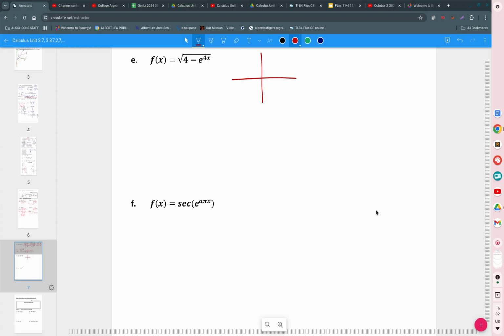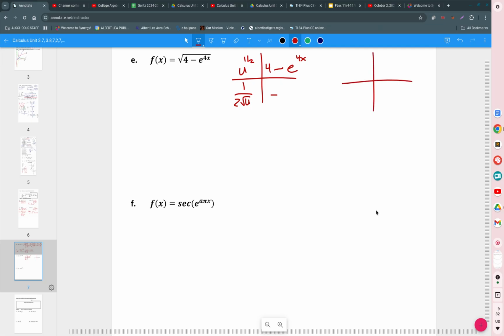U to the 1/2, where u is 4 minus e to the 4x. Derivative of u to the 1/2. And then the derivative of 4 is 0, right? Right. So the answer is going to be negative because of the subtraction sign.